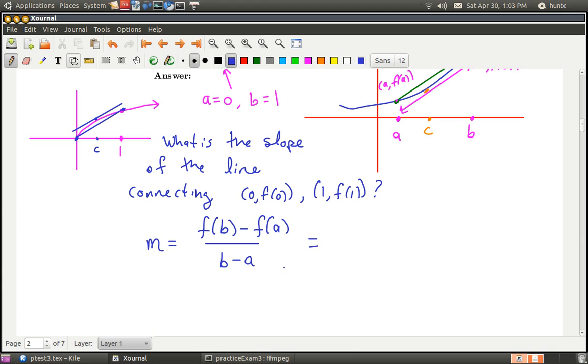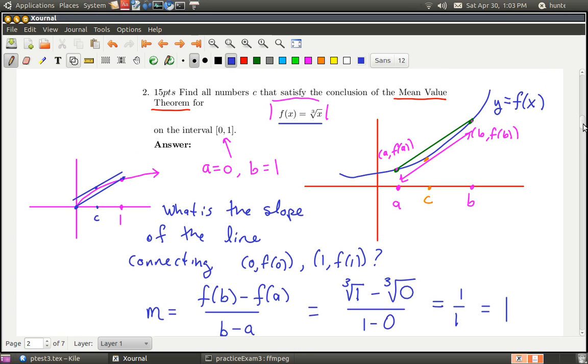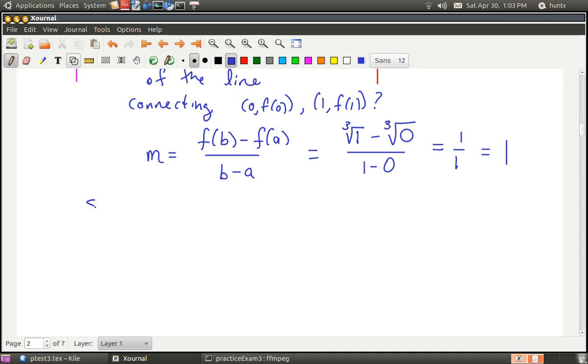We can plug in these numbers here. This is going to be the cube root of 1 minus the cube root of 0 over 1 minus 0. It's the very nice number 1 over 1 equals 1. So the slope of the secant line here is 1. If you forget this formula, just do rise over run and you can figure everything out. Now that we know the slope of the secant line, we want to solve f prime of c equals 1 for c.